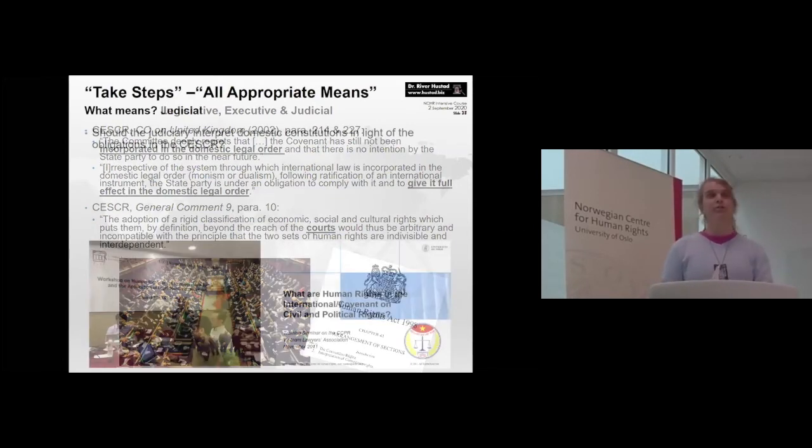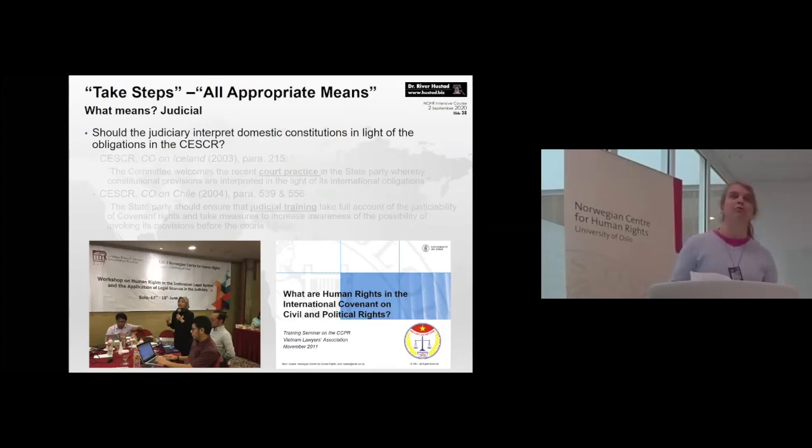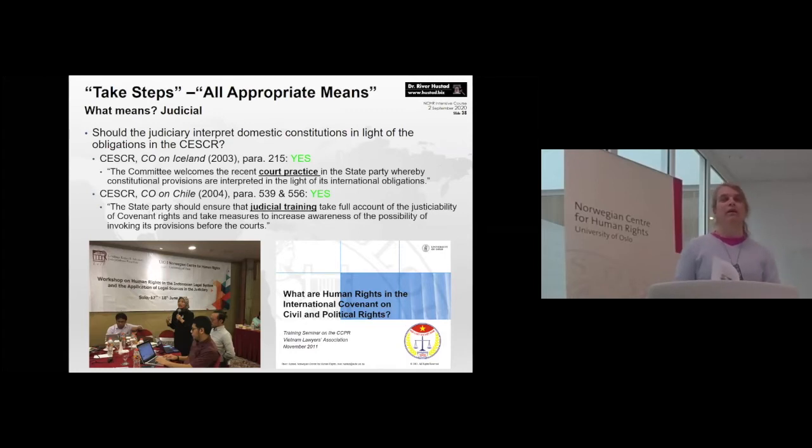So I'll ask the question: should the judiciary interpret domestic constitutions in light of the obligations of the Covenant on Economic, Social, and Cultural Rights? And yes, this is the way that the judiciary needs to actually take those steps, with both court practice and training. The judiciary doesn't have to wait for statutes to be changed by the legislature. The judiciary can take the necessary steps to make sure that they're trained in human rights.